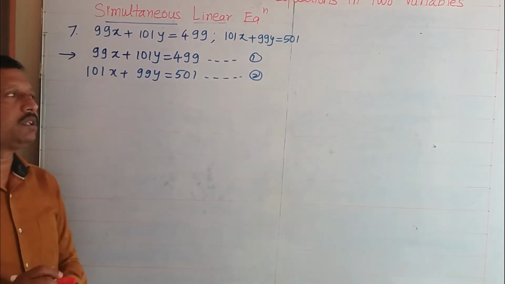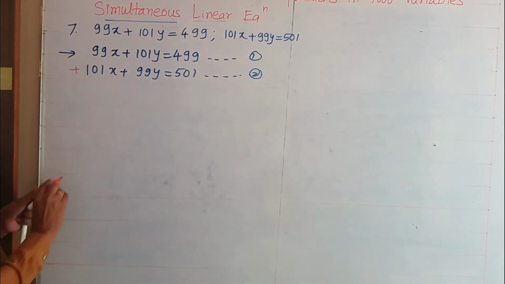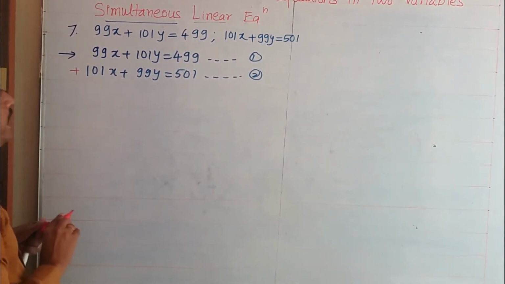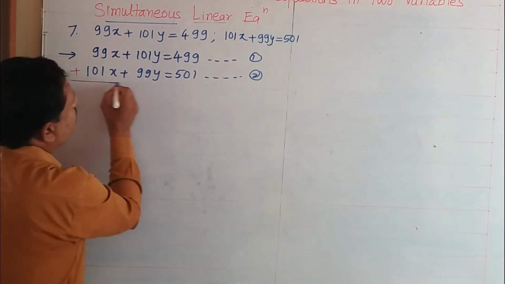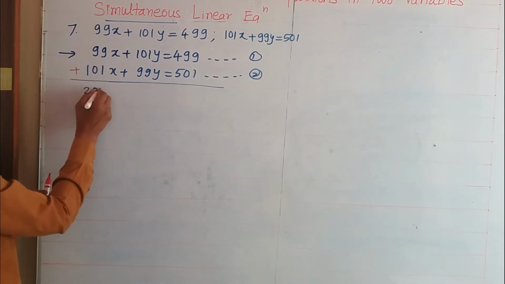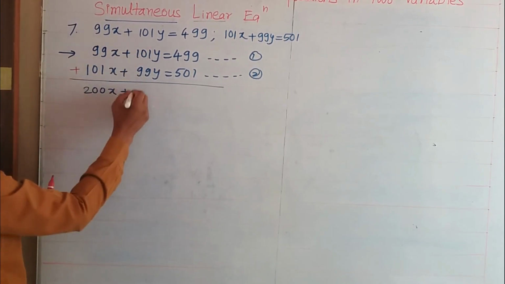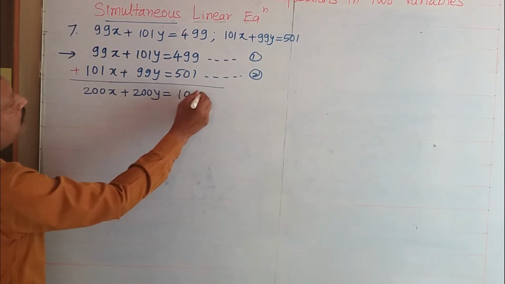So in order to avoid this, there is another method in the elimination method. First, add these two equations and get the third equation in the simplified form. So by adding equations 1 and 2, we get here 101 plus 99 means 200x plus this sum will be 200y is equal to, this will be 1000.